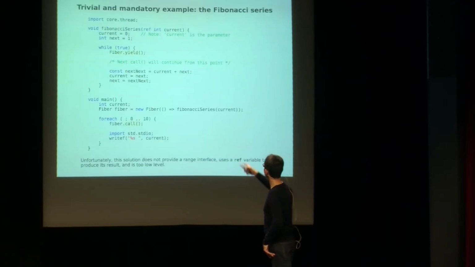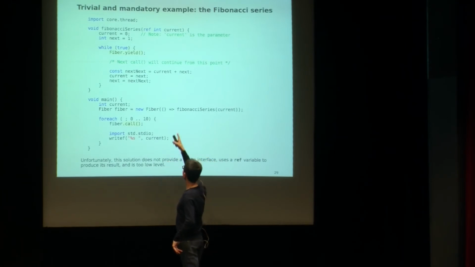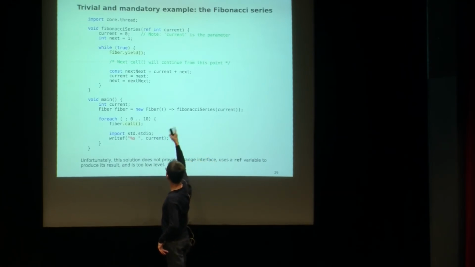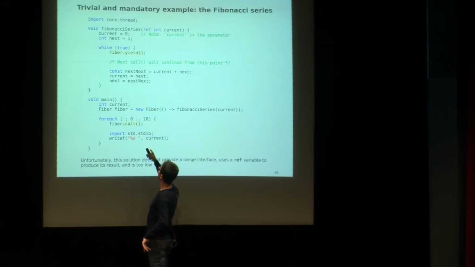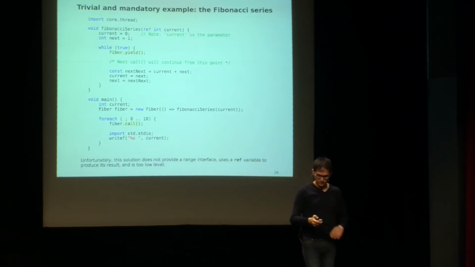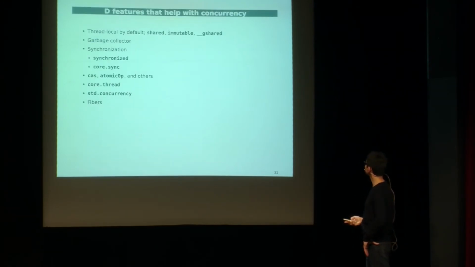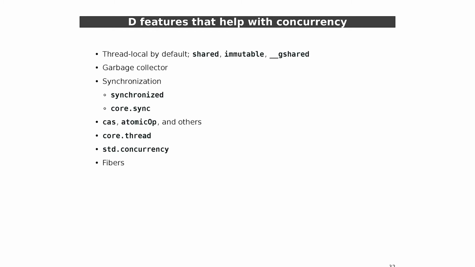That's why, actually, the current reference was used. The reference parameter is either used by the main thread or by the fiber. So they are nicely interleaved. There's no concurrency there. I mean, concurrency is there, but they don't run at the same time. Any questions about fibers?